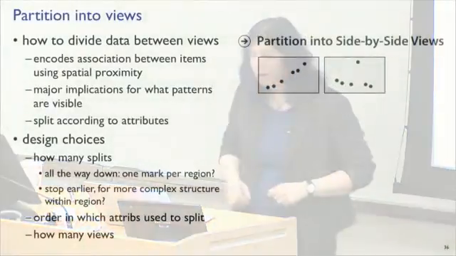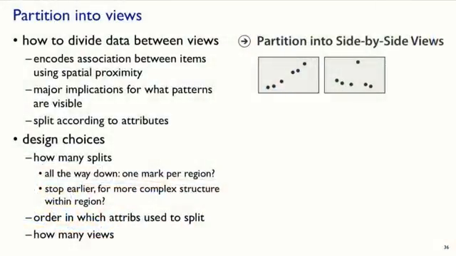So there's some other questions. How do we partition into views? So I've said we have multiple side-by-side views. Well, how do we chop things up between them? How do we divide the data between these views? And let me point out something explicitly that might sound obvious and trivial, but I think is actually a really important and central question. What are you doing when you divide data between views? You're encoding the association between items with spatial proximity, right? You're saying, here's one view, here's the other. And it turns out that, back to the way human brains work, this spatial proximity is a very, very, very strong signal to your brain that things are associated with each other.